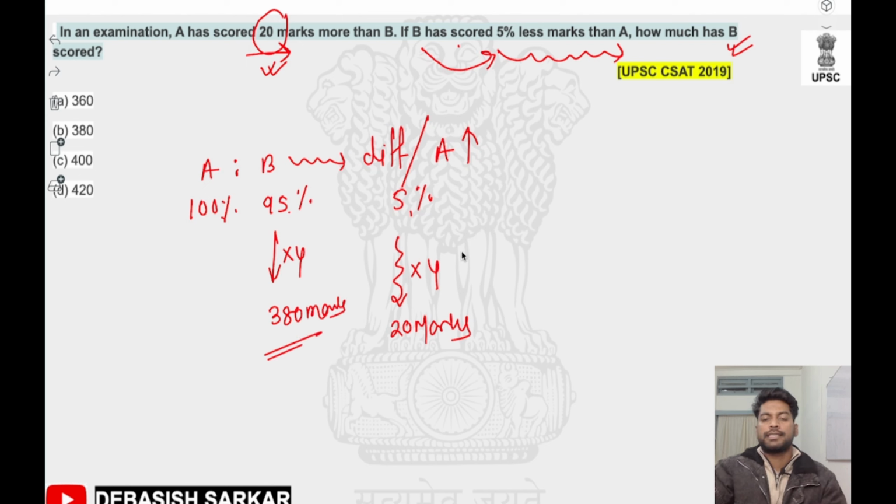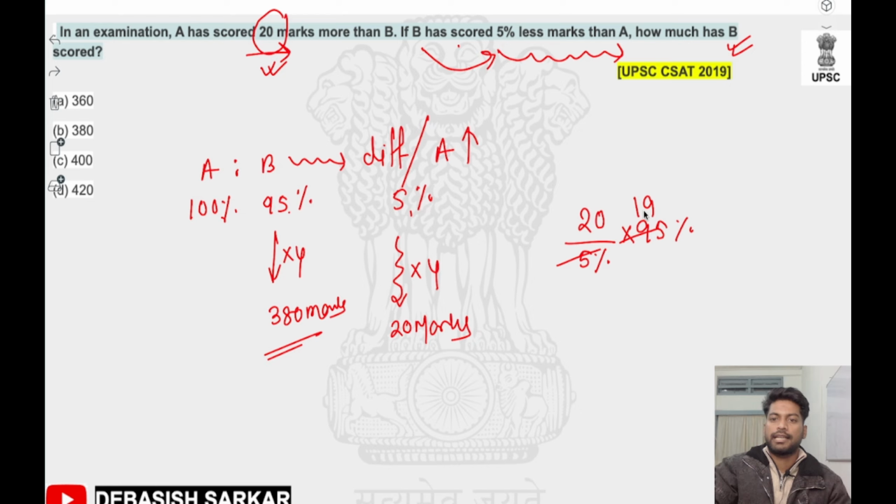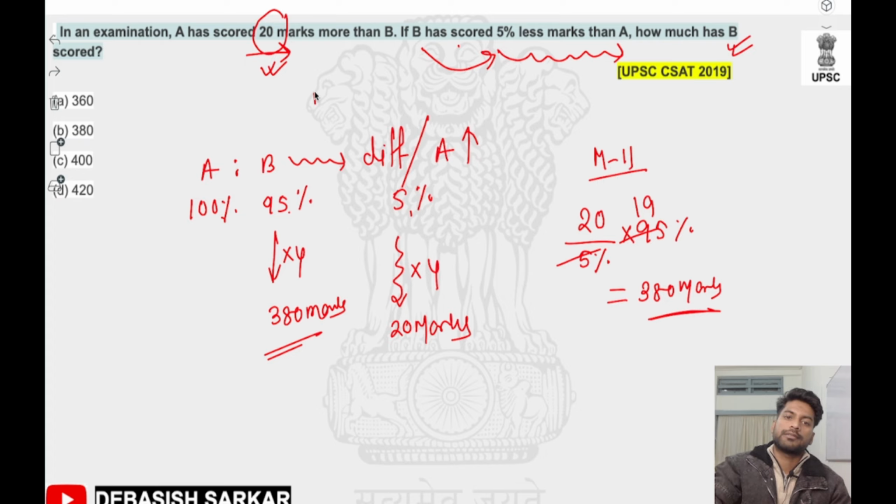Okay, fine. Or you can say that 20 marks is denoted by 5%. Why? The difference is 5%. And if you want B's marks, B is getting 95%. So multiply with 95. So cutting from 5, that is 19. 19 into 20, that is your 380 marks. Any way you can solve. Method 2 and method 1. Chalo. Next question.